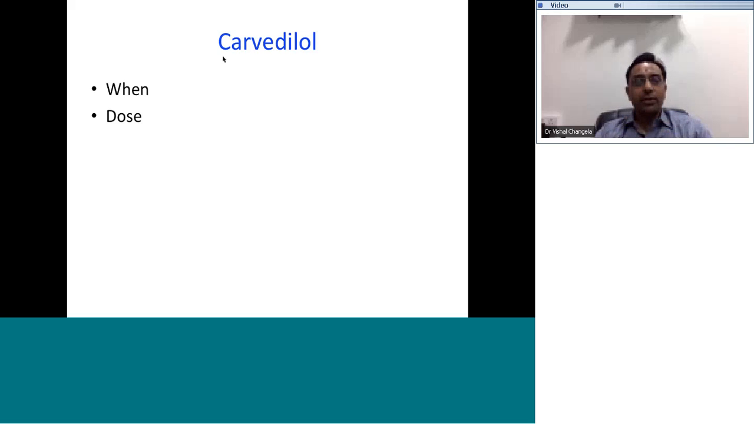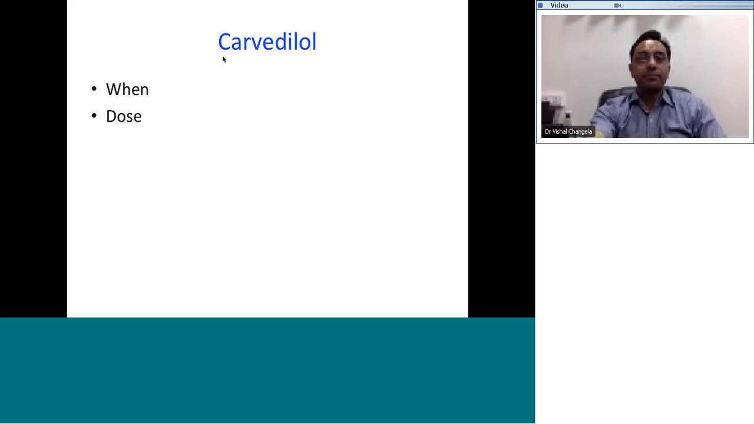Okay, it reduces the heart rate, let me tell you. Then alpha beta blocker. It reduces the heart rate, and thereby how does it help the patient with DCM?